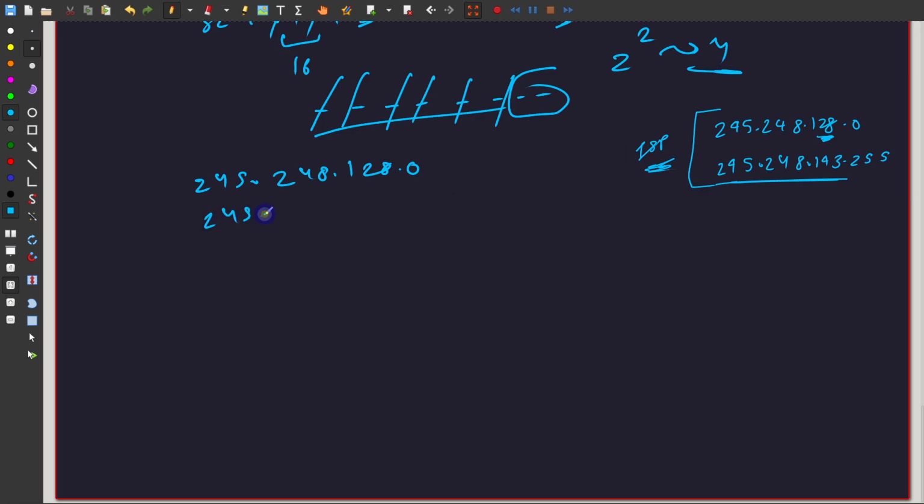245.248.128 plus 4 is how much? It is 132, but we write 131.255, right? Remember the reason is that we count from 0, we don't count from 1. That is how binary works.